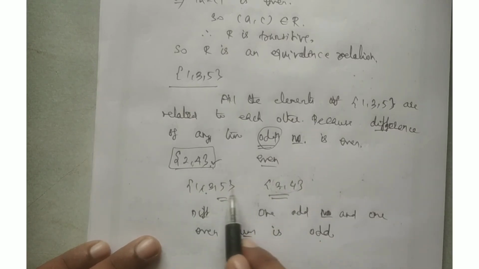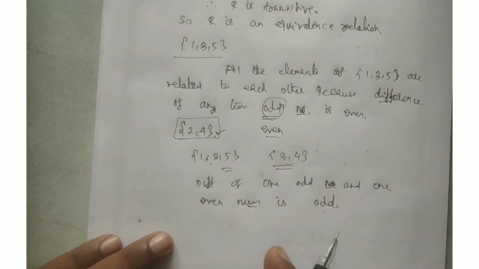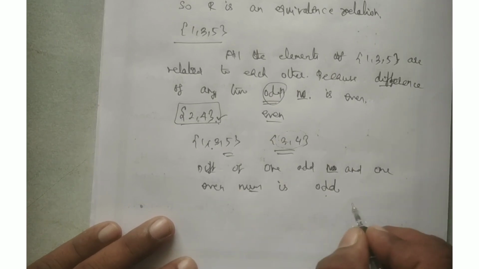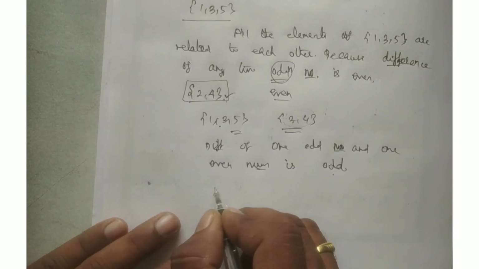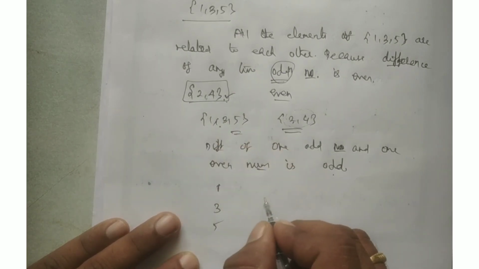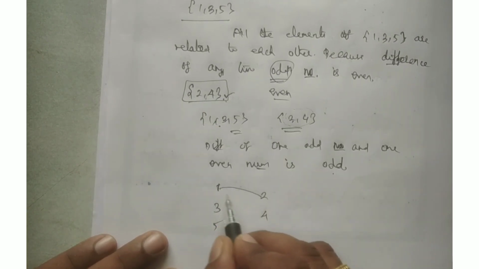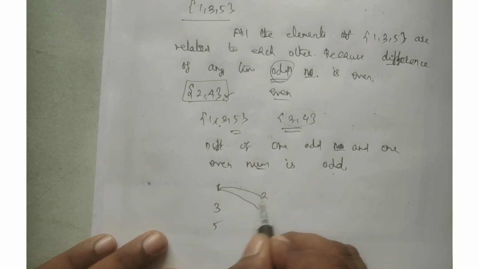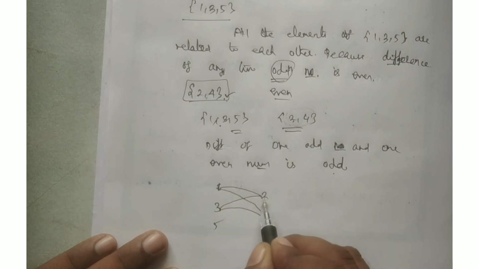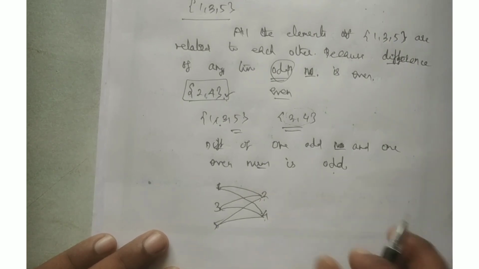If you are finding the Cartesian product, the ordered pair will always have one odd and one even. For example, 1, 3, 5 are the elements of set A, and 2 and 4 are the elements of set B. Finding the Cartesian product: (1, 2), (1, 4), one odd, one even. Similarly (3, 2), (3, 4), odd, even. (5, 2), (5, 4) also odd, even. So all the ordered pairs will contain one odd number and one even number.